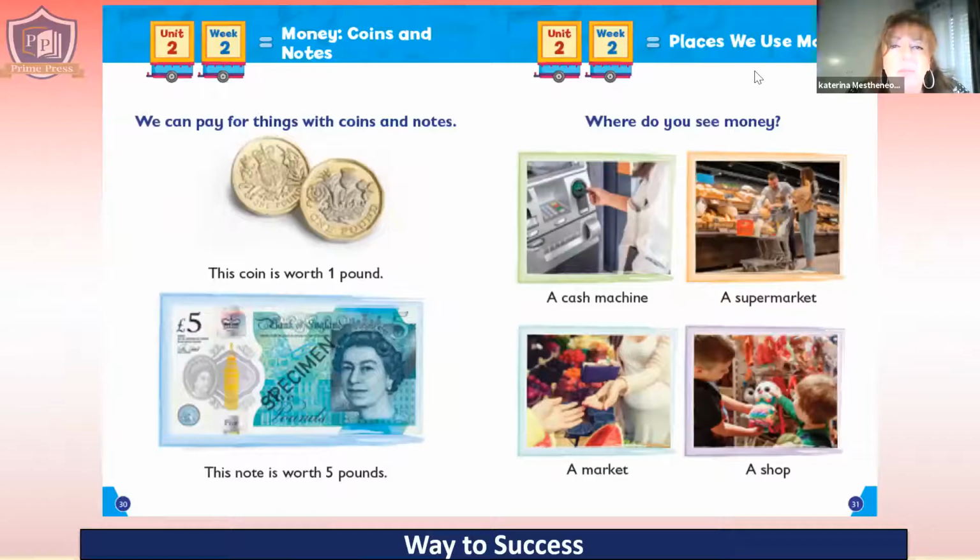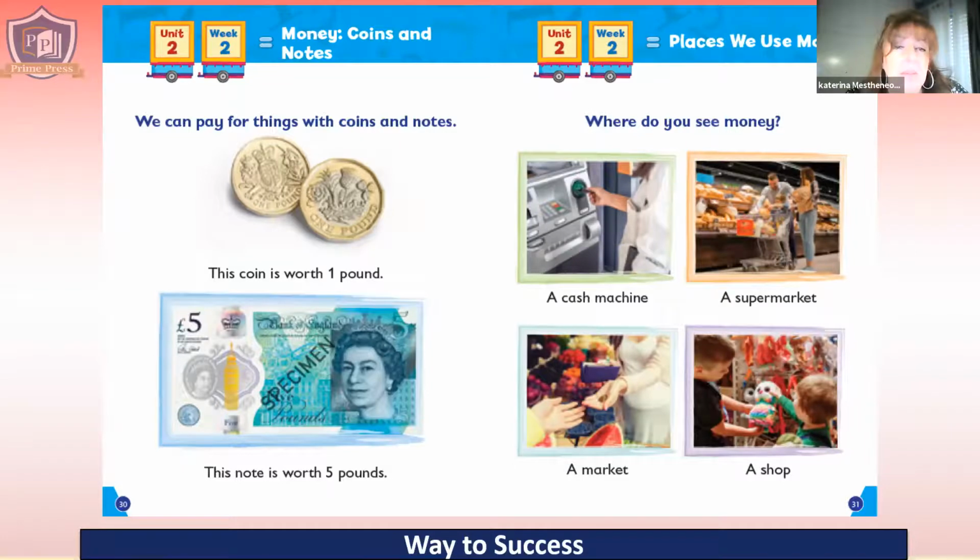This one is Unit 2, Lesson 2. And here the children have learnt the numbers, and now you can see that, right from Unit 2, they're starting to apply their knowledge of the numbers to everyday life. They can see what they're doing with coins and notes, what they do with money, and where you see money: the cash machine, supermarket, a market, a shop. So it's applying their knowledge to everyday situations that they will be familiar with.